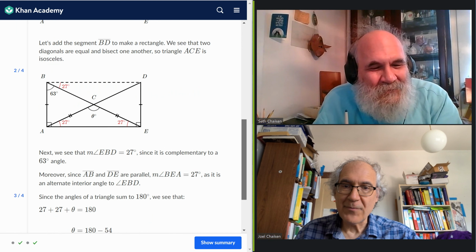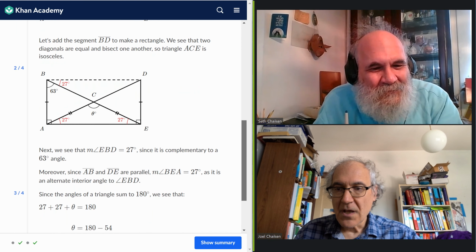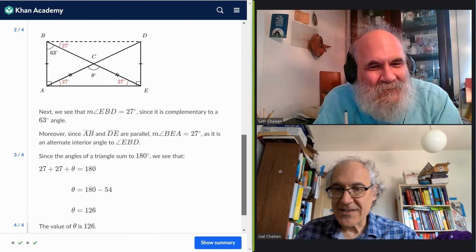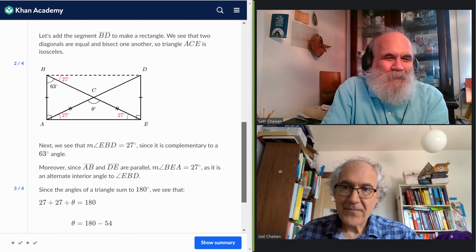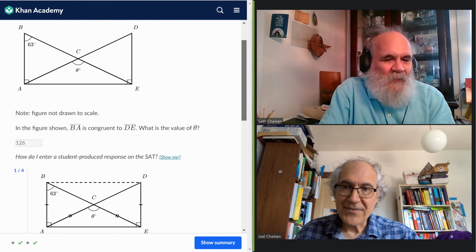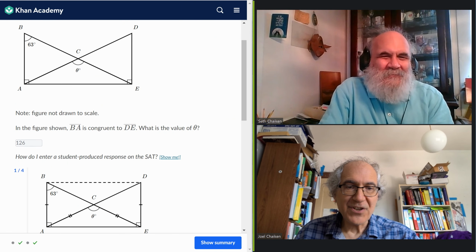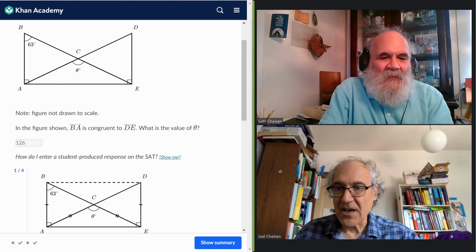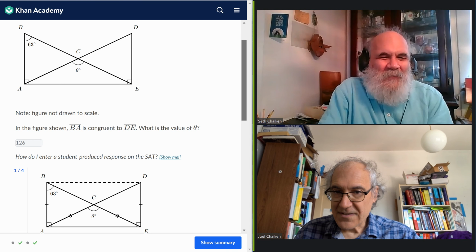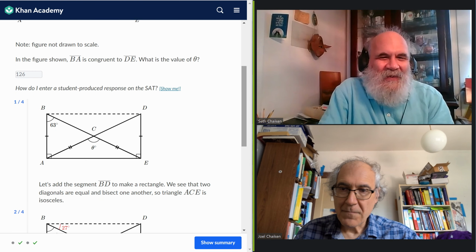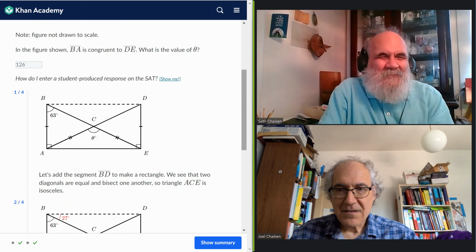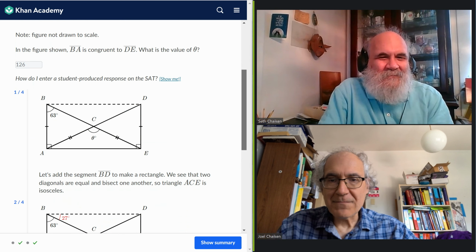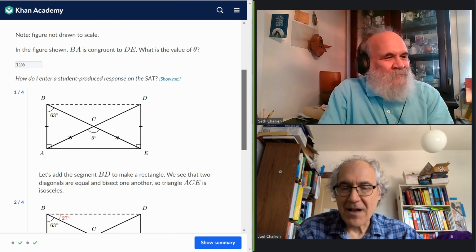There's always more than one way to do these problems in geometry, these angle puzzles. Once you know they're both 27, then you're home free. That's a complicated way of doing it, isn't it? Plus you have to know how to draw what's technically called an auxiliary line. Completely unnecessary. The bottom line is there are multiple ways to do geometry problems.